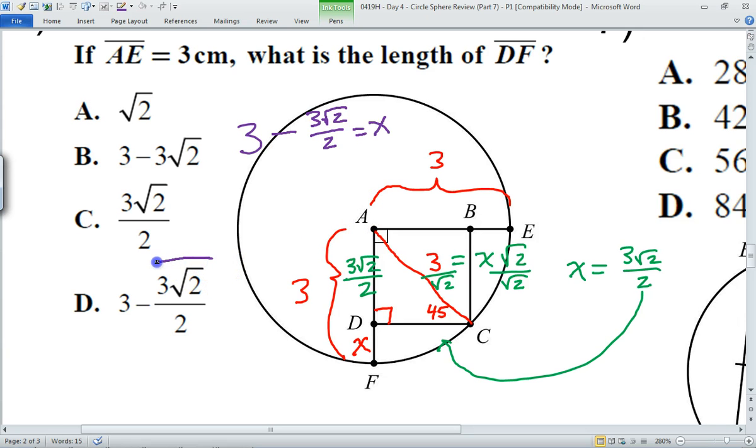So, what's the answer to the question? Can everybody find that the answer then is D? That's where they got this from, 3 minus 3 radical 2 over 2. That's how they did it.